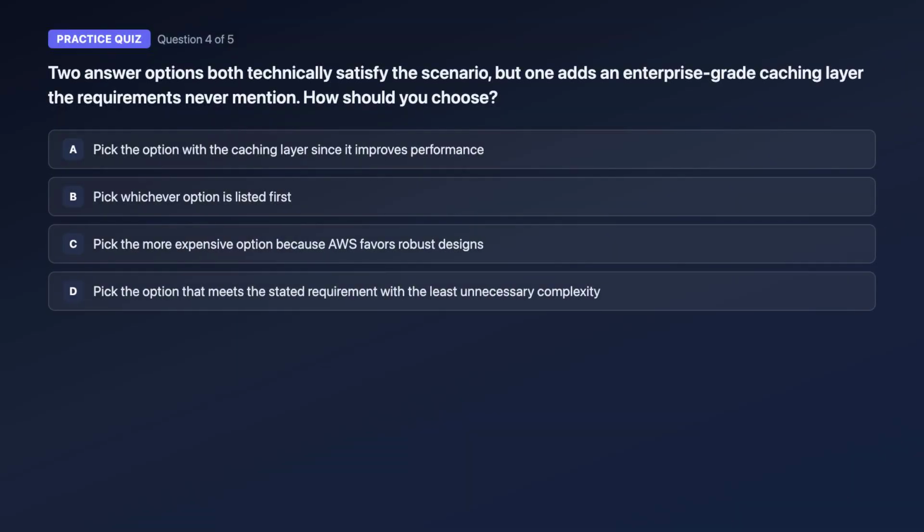Question 4. 2 options both technically satisfy the scenario, but one adds an enterprise-grade caching layer the requirements never mention. How should you choose? A. Pick the option with the caching layer since it improves performance. B. Pick whichever option is listed first. C. Pick the more expensive option because Amazon Web Services favors robust designs. Or D. Pick the option that meets the stated requirement with the least unnecessary complexity. Got your pick? Let's see.